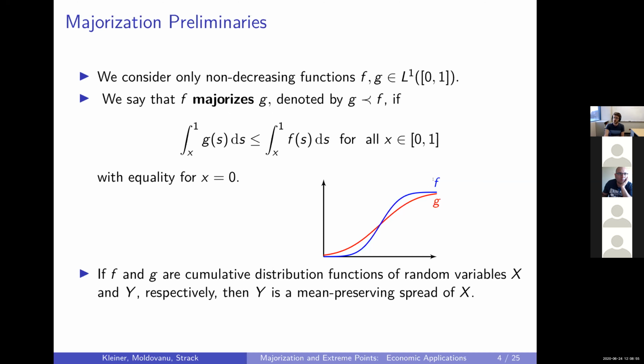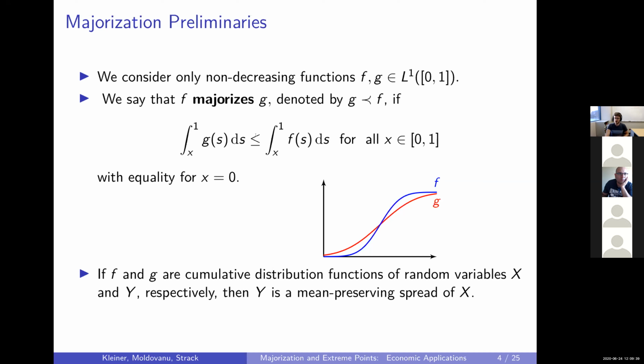An example would be the functions f and g here, both non-decreasing. For every point, if you compute the integral from this point up to 1, the integral of the function f, the blue function, will be greater than the integral of the red function g, and equality holds at 0. Especially with this picture, you will recognize that if these were cumulative distribution functions, this would be exactly that the corresponding random variables would be mean-preserving spreads of each other. So this explains already why this order plays a role, for example, in information design.